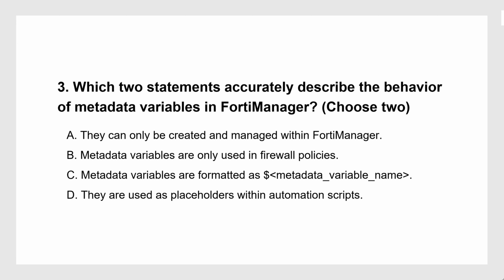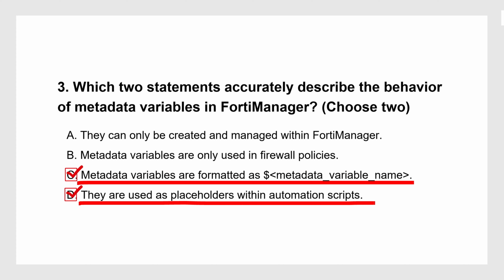So, the correct answers are: metadata variables in FortiManager follow a specific format like variable name. They act like placeholders and are replaced with actual values when the configuration is applied. These variables make automation scripts flexible. Instead of hard-coding details like IP addresses, you can use placeholders that adapt to different devices or scenarios.